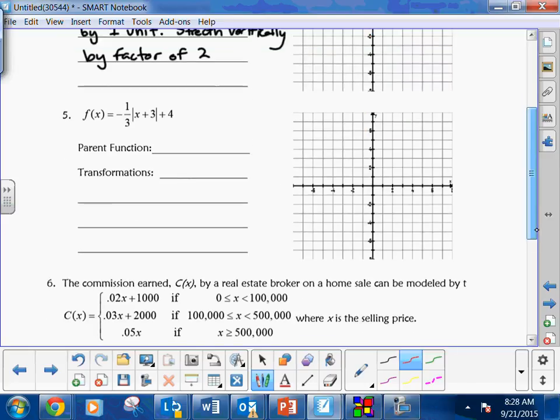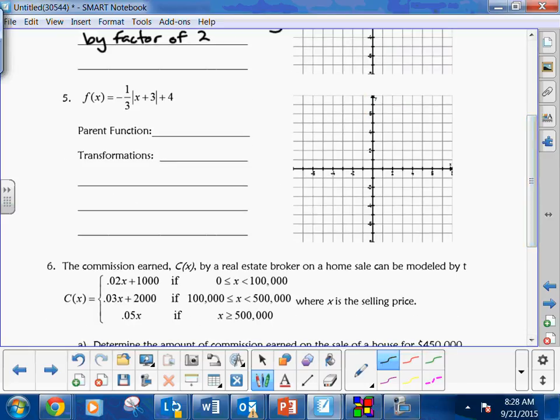Now this one is similar to the last one, and we have an absolute value parent function because of the absolute value signs. So in this case, the parent function will look like this, where we have 2 lines that look like a V, with the idea that they're both positive. So now a couple of transformations with this one.